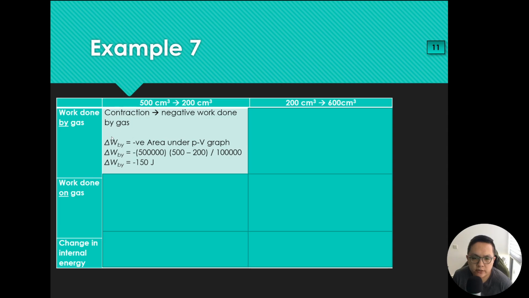So this is the pressure, 500,000. Then find the change in your volume. Remember to divide by 100 cm3, two zeros. Have I missed out a zero? I think I missed out a zero. Let me just quickly double check. I'll pause the video to check quickly.